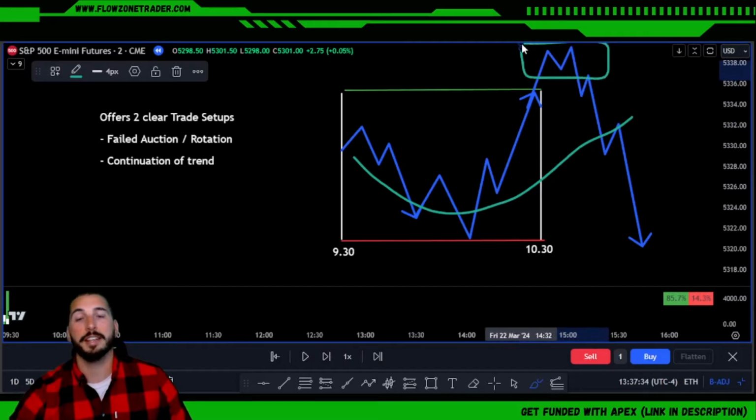Right, this area up here is known as a failed auction. The reason for that is there is no price acceptance up there. Buyers are failing to hold bids up there. Instead, they are getting trapped. These are bull traps, and you get a rotation back inside.